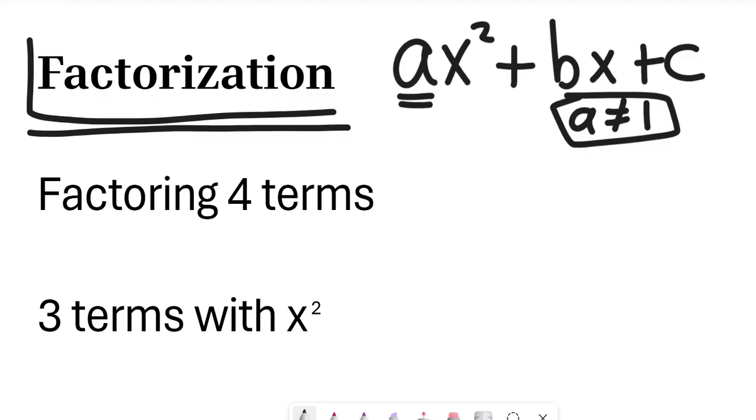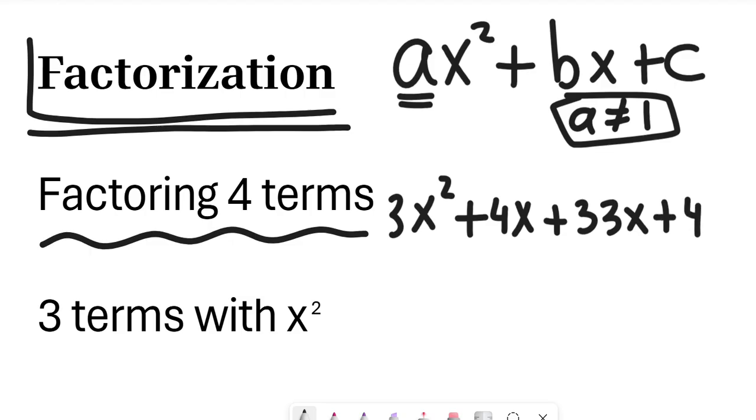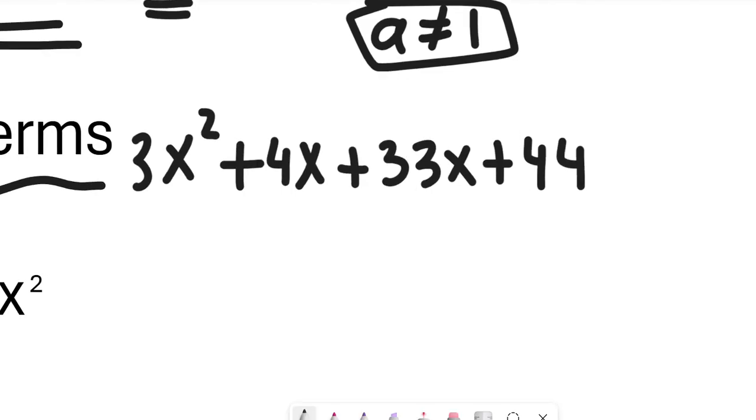Alright, before we start with that, let us first revise factoring if we have 4 terms. I'll give you an example. Let's say 3x squared plus 4x plus 33x plus 44. We need to factorize this. What do we notice here? These two terms have something in common, right? There is an x in both of them. So x goes out.